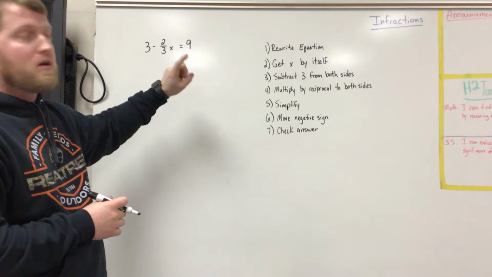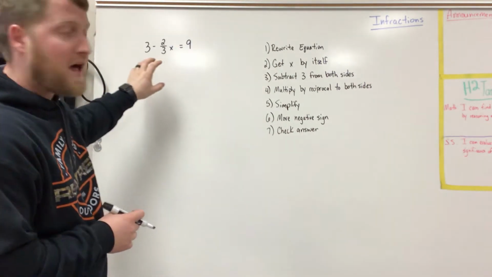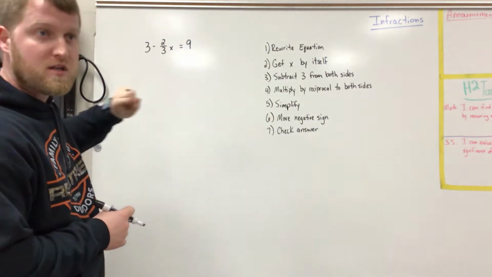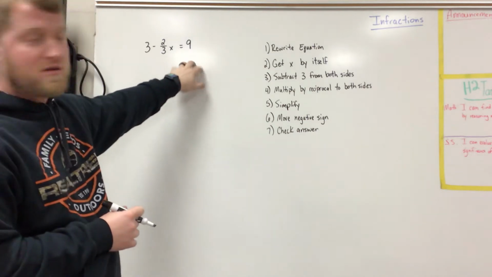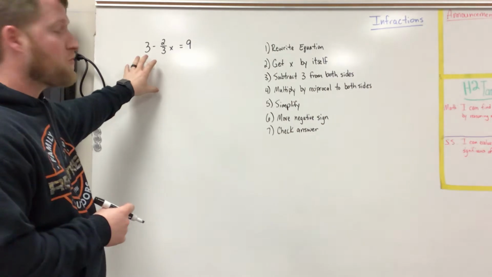Well, the first step I need to do here is rewrite the equation. I don't necessarily like this. I would like the coefficient and the variable to be first in this case, and then the constant next, then equal to that 9 there, the other constant. So I'm going to rewrite the equation.